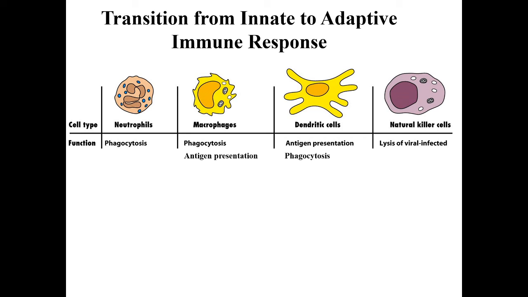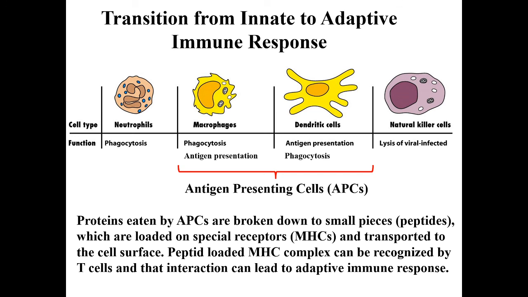So here is the transition from innate to adaptive immune response. As I told you, cells like neutrophil, macrophage, dendritic cell and natural killer cells are very important innate immune cells. But these two cells, macrophage and dendritic cells, are also called antigen presenting cells. They have a good property: they are the connector between the innate immune response and the adaptive immune response. So what happens?